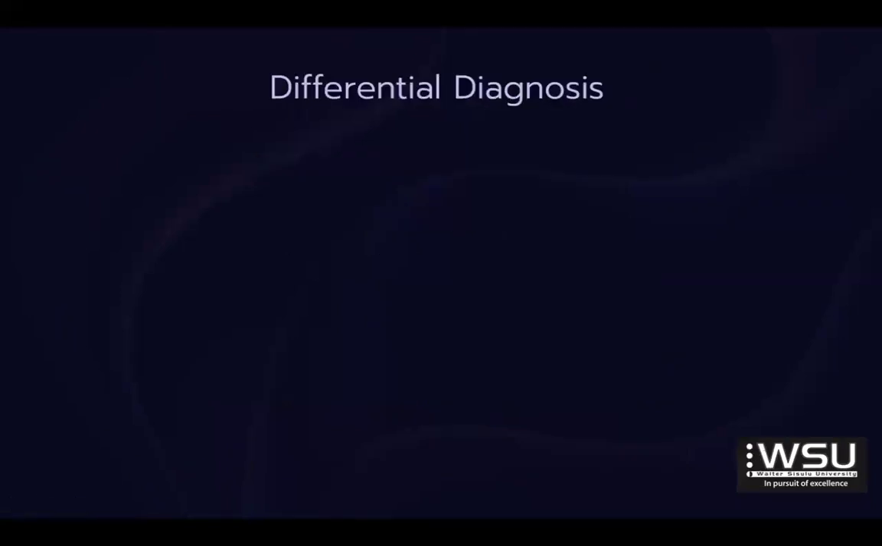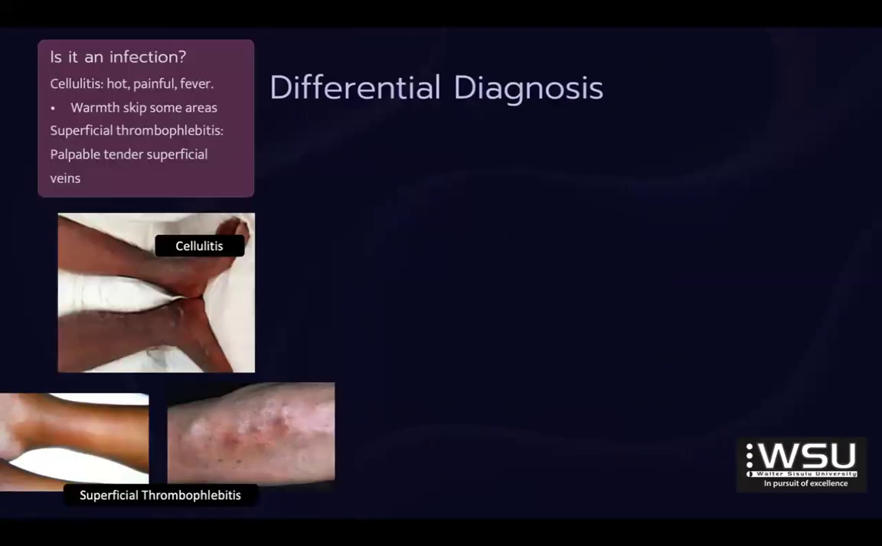So what do we want to think about in our differential diagnosis? Well, the first thing is this might be an infection, and cellulitis is probably the one that can be the most tricky. So they might also have a hot, painful calf. Helpful if they have a fever. You usually won't get a fever with a deep vein thrombosis. And you might find that some of the areas have got warmth in them, so not all of the areas, but sort of patches on the leg itself.